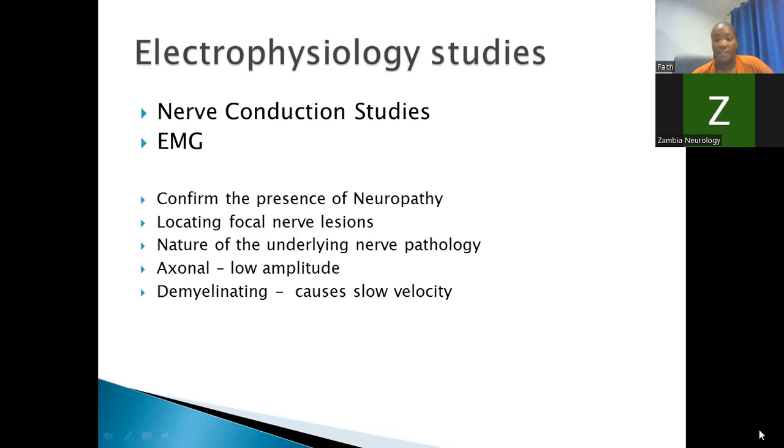So is this something that's axonal or demyelinating, based on the information that you get as you're doing the nerve conduction studies? For axonal peripheral neuropathies, usually what is seen are low amplitudes. Like we mentioned, there's damage to the axon, so there's very low amplitude. And for the demyelinating, because there's slow transmission, you get to see a slow velocity.